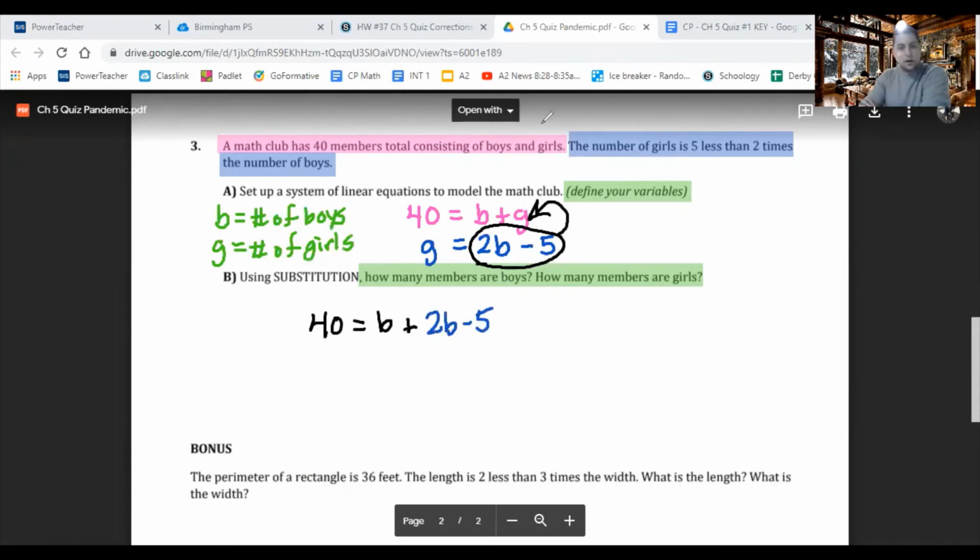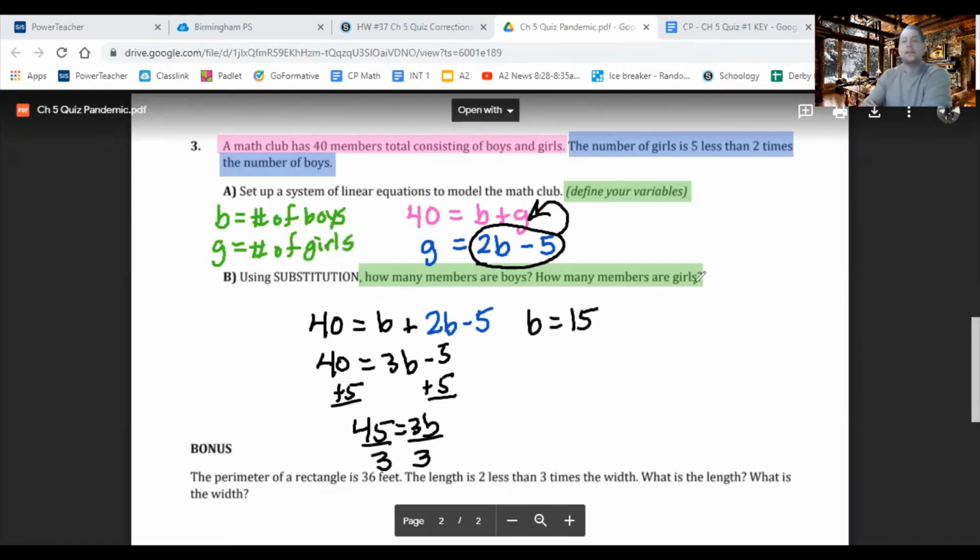And now we'll solve for B. So 40 equals 3B minus 5. Add 5 to both sides. 45 is equal to 3B. And when we divide by 3, we get the number of boys is 15. Now let's get the number of girls by taking that 15 and plugging it in for B. So the number of girls is 2 times 15 minus 5, which is equal to 30 minus 5, where the number of girls is 25.